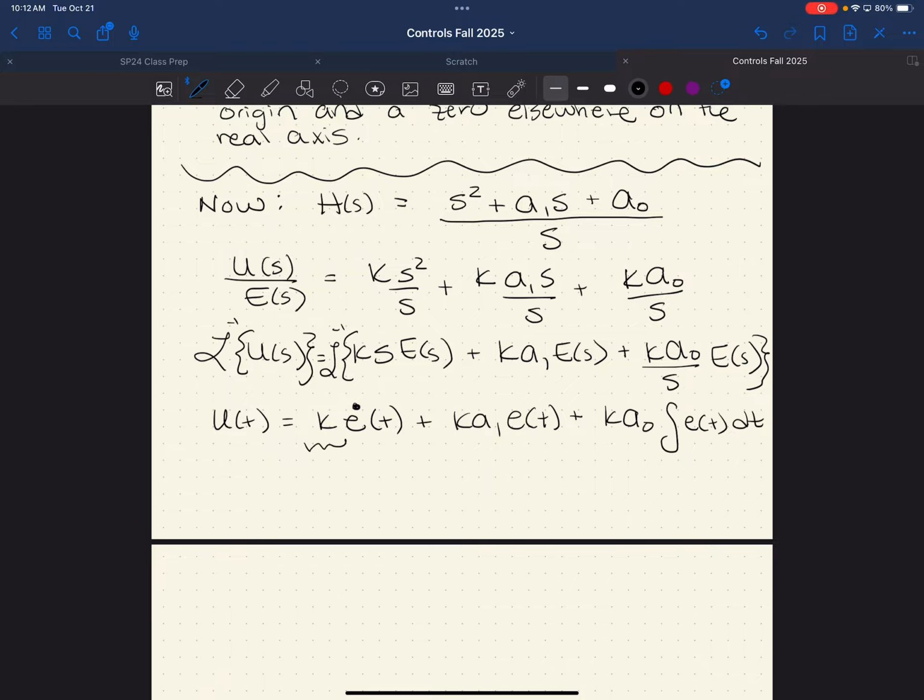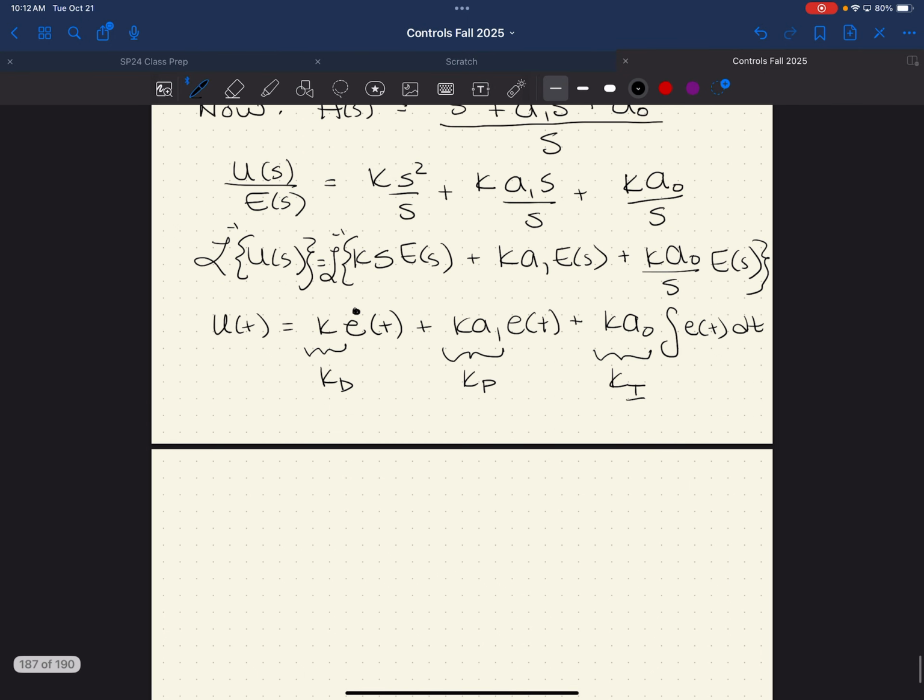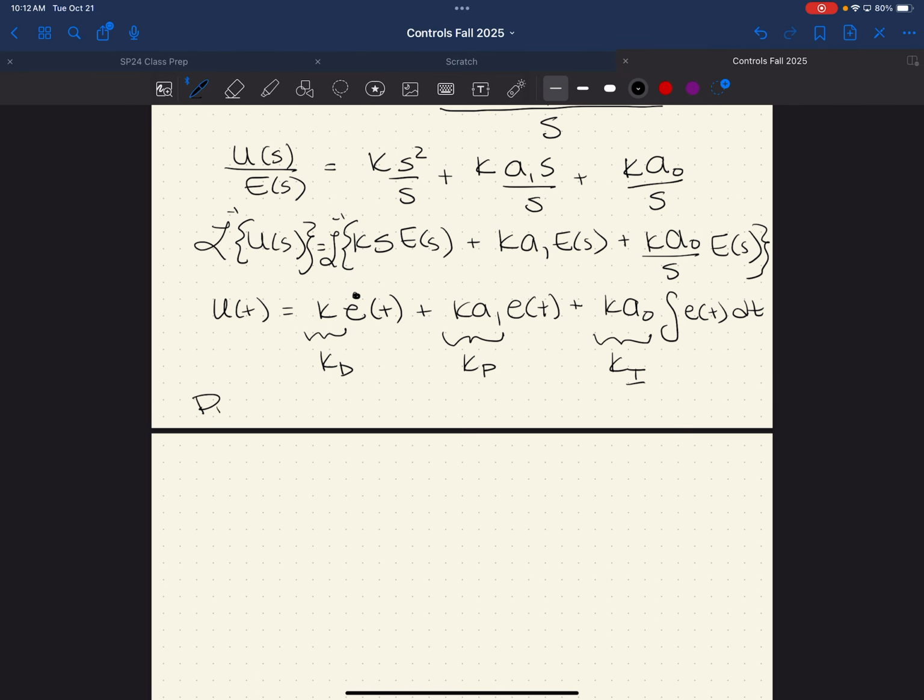Here we have our K_P. Nope, sorry, K_D. K_D, K_P, and our K_I. Proportional, integral, derivative, control.